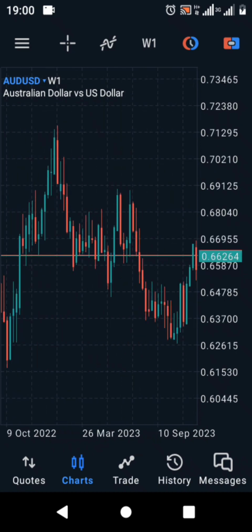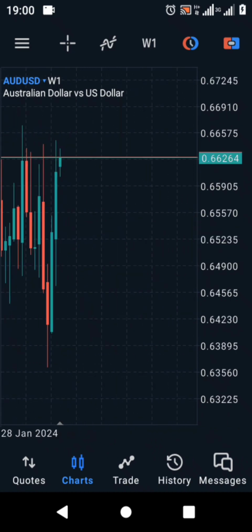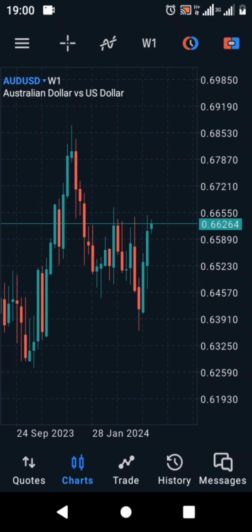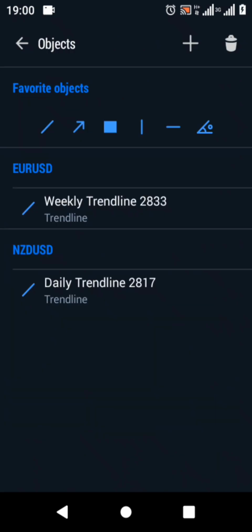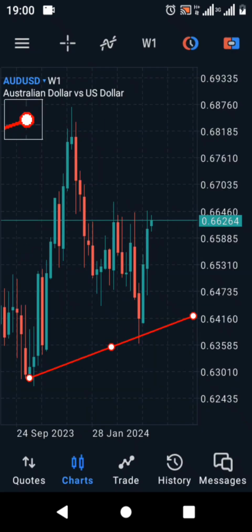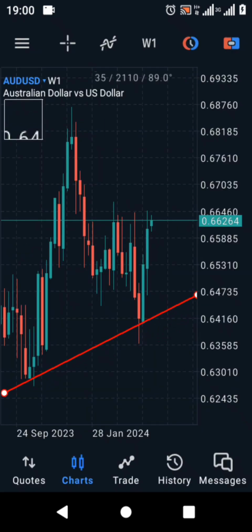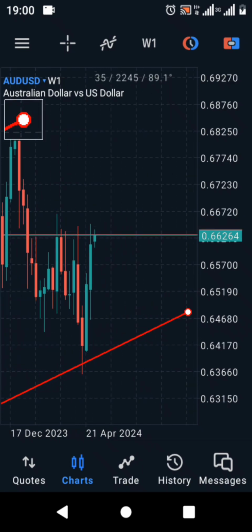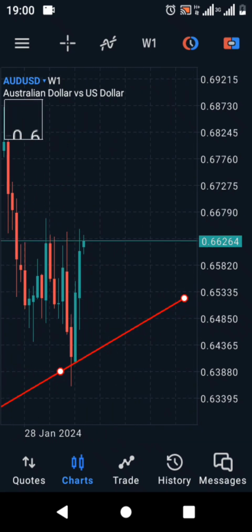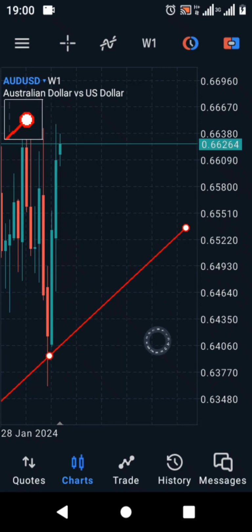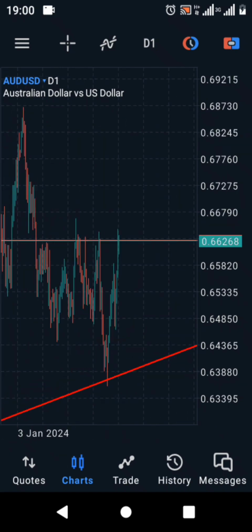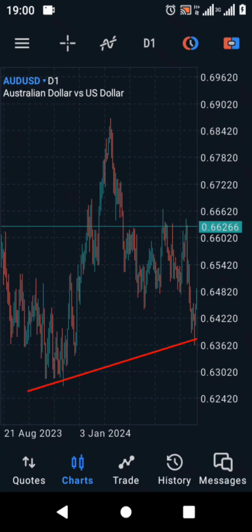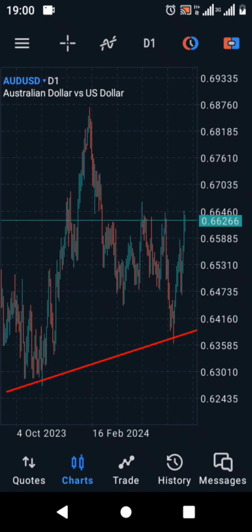So now we're going to take the last two points, basically this one and this one only. Make sure you don't draw on the candle. You just use the wicks only, like this. And then you see, this is our first touch, then the second touch.